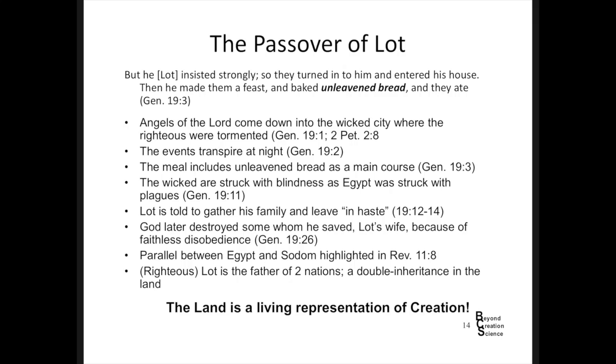A double inheritance, right? Just like Joseph. Joseph had two tribes, two inheritances in the land. And so Lot's family had both a Passover of sorts and a promised land. And that's really the background for when Israel comes and arrives in Canaan land from Egypt. Lot's descendants are already there.